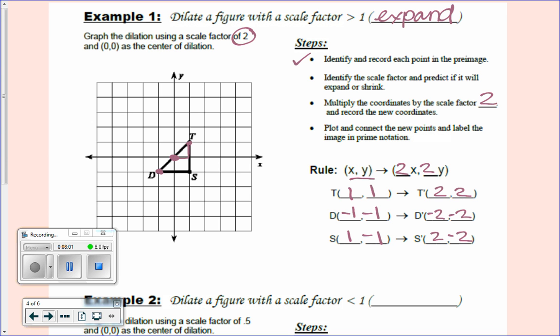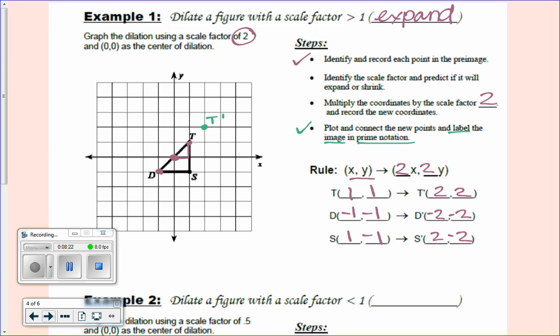So now we are going to plot and then connect our new points. And we're going to label. Always label with the prime notation. That's important. Okay. So T prime is 2, 2. Plot your dot and label it.